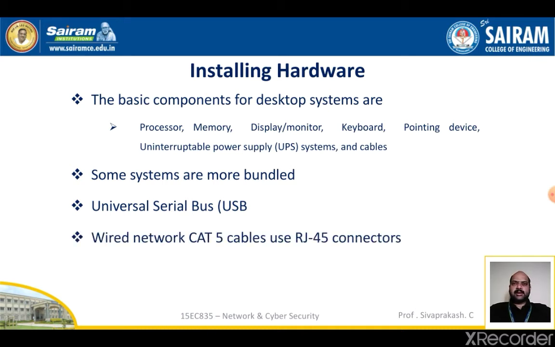Wired networks, Cat5 cables use RJ45 connectors, although wired network cables are standardized on RJ45. There are dozens of competing standards for fiber optic cables, with compatibility with the network interface cards, NIC cards, and network switch components. Computer monitors usually conform to one of the prevalent standards, the Video Graphics Adapter, VGA, as we are aware, or the Digital Video Interface, DVI.